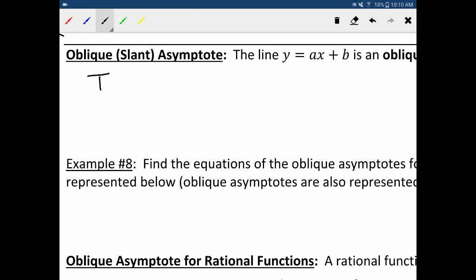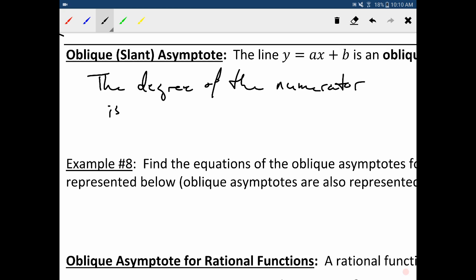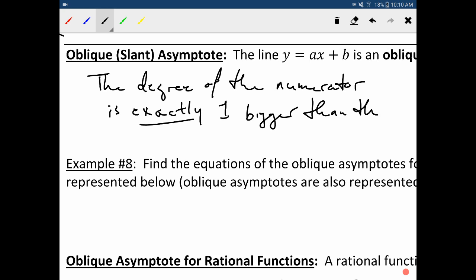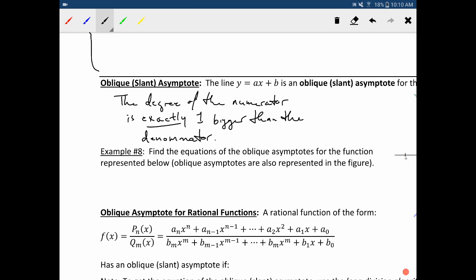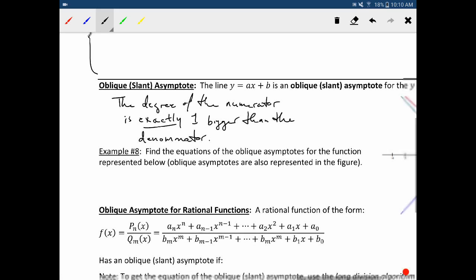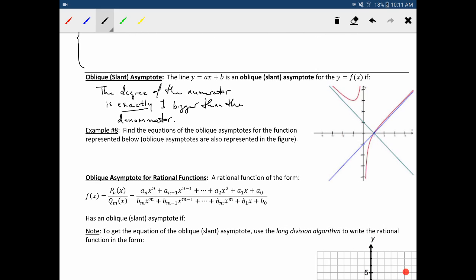Okay, so the degree, I should have written this out ahead of time. The degree of the numerator is exactly, now it has to be exactly 1 bigger than the denominator. There we go. Okay. Let's see. So, first of all, you can see, so here's an example.